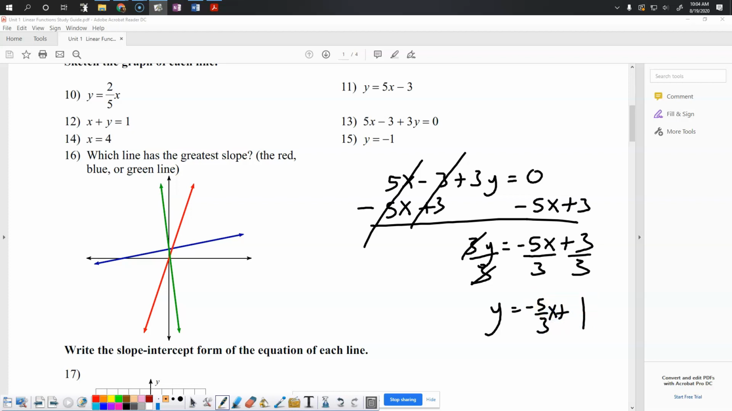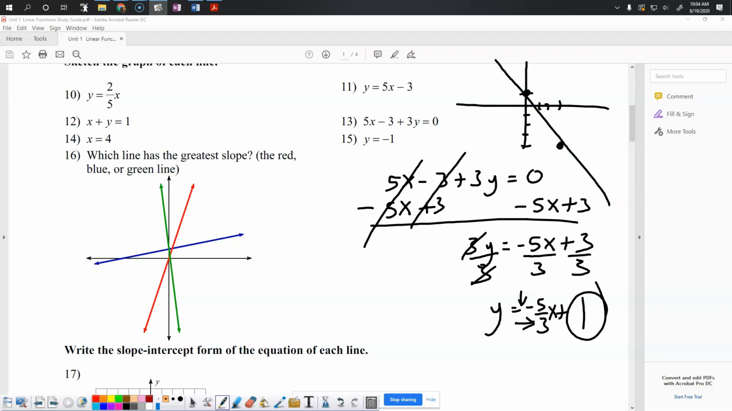-5/3 x plus 1. So we're ready to graph it now. My y-intercept is 1. My rise is a negative, so that means I'm actually going to go down 5, right 3. So down 5, right 3 from my y-intercept. And there it is.